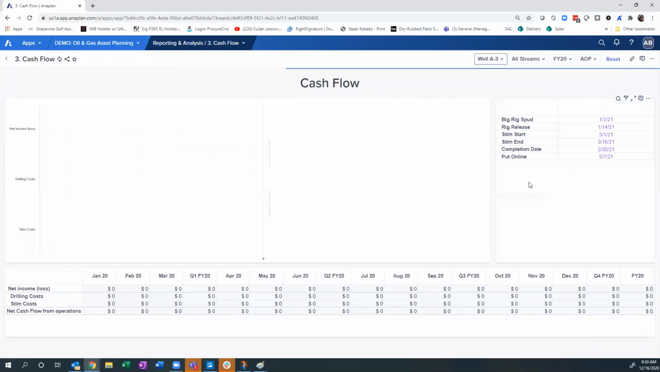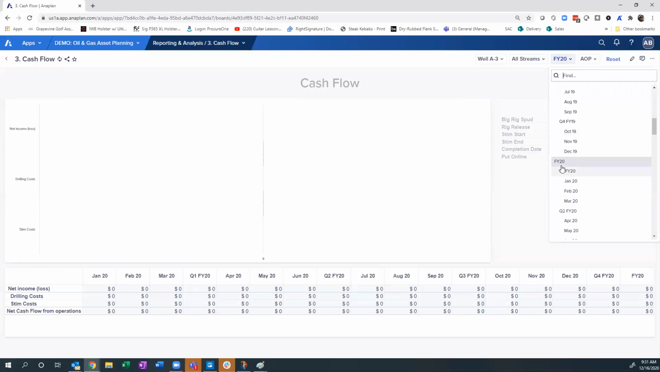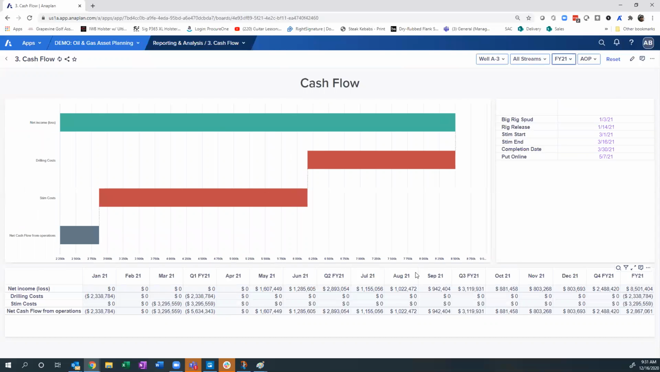But I can go all the way down to a well level, and I can see the impact of this well on my cash flow. And I'm looking at this, and right now I see my drilling activity and my put online dates are out in the future. I go look into that time period and look at fiscal 21. I can see that I'm incurring some drilling activity and stimulation costs in these time periods. And eventually I go into production in May and start recognizing revenue, and I can see my cash flow from operations period over period.